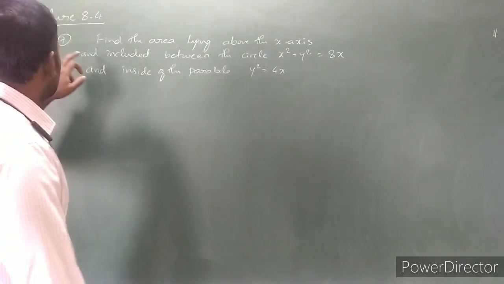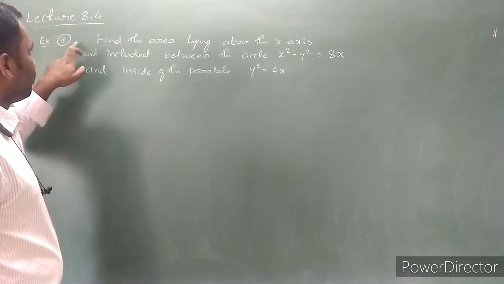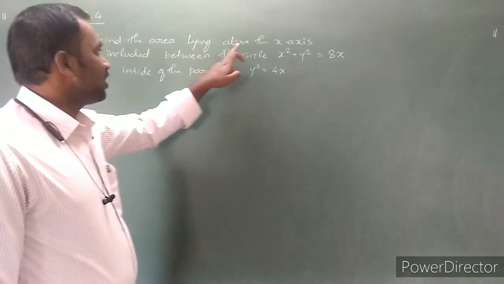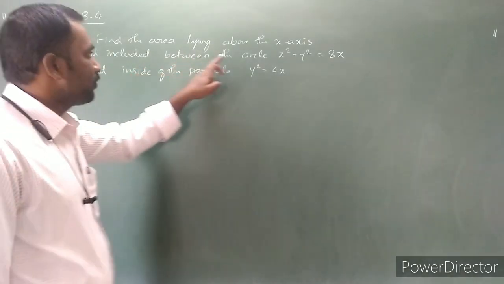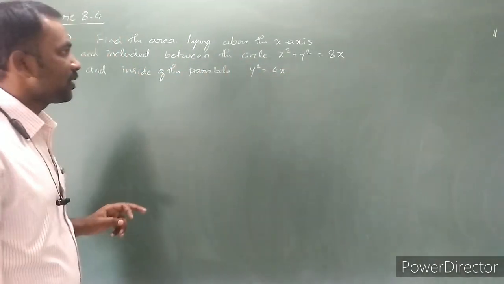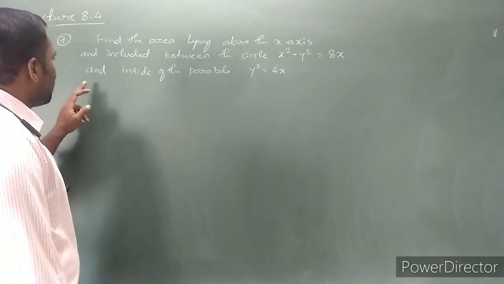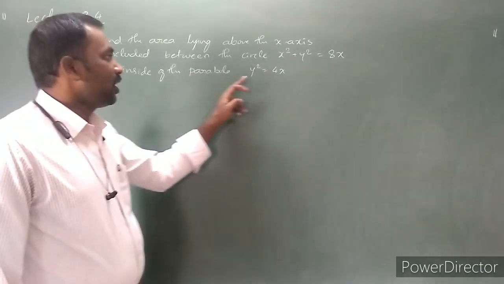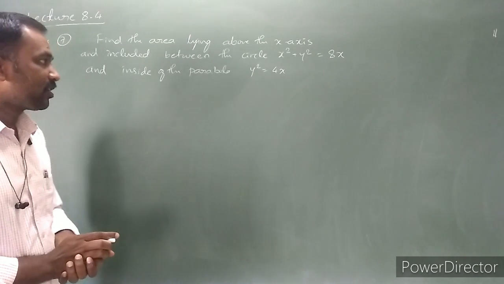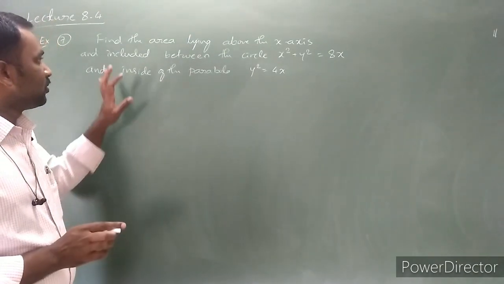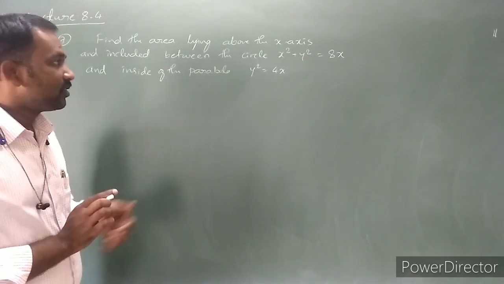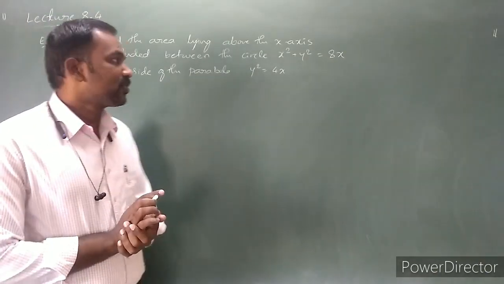Yes, the next problem. Find the area lying above the x-axis and included between the circle x square plus y square is equal to 8x and inside of the parabola y square is equal to 4x. Y square is equal to 4x. Okay, so it is better to get the rough diagram.